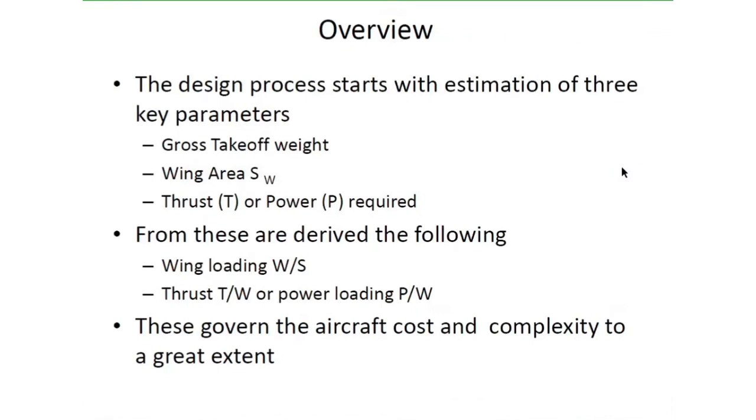That's the number of newtons every square meter of the wing is carrying. And then you also have the thrust to weight ratio, or for propeller aircraft the power to weight ratio: for every newton of weight of the aircraft, what is the newton thrust or what is the kilowatt power you have. And these two things, wing loading and thrust to weight ratio, cover most of the performance parameters, as also the aircraft cost and complexity to a great extent.